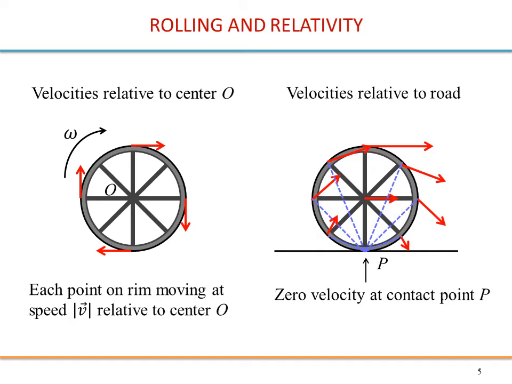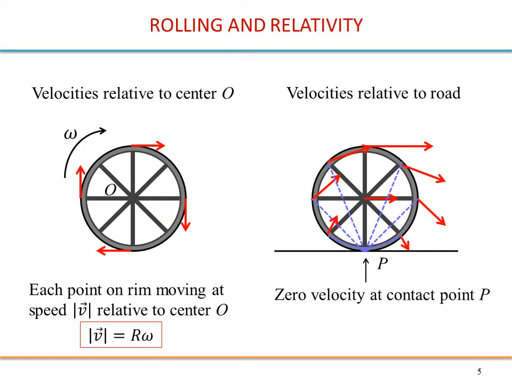So let's look at a different point of view. In this case, we have the velocities relative to the center O. So imagine you're on the wheel at O, and what you see is just a rotational motion. So all the velocities on the rim here are the same, and their magnitude is the radius multiplied by omega. Okay, this is the magnitude of the tangential velocity.